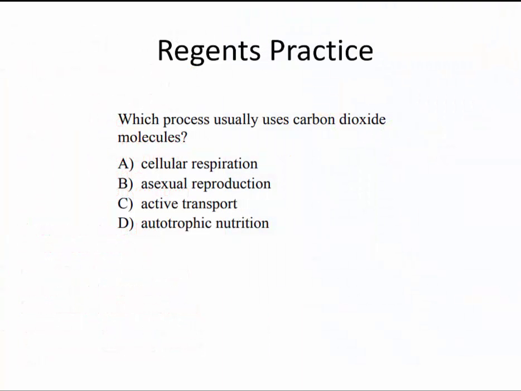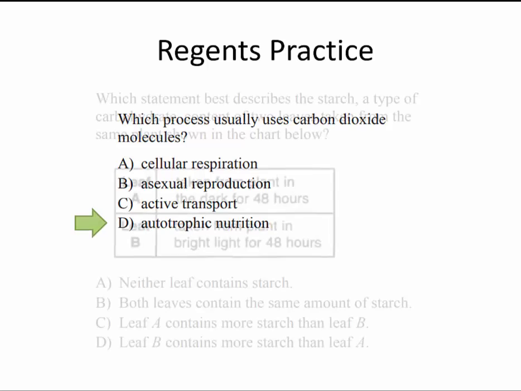So Regents practice. Take a look, read it to yourself when you're ready, or hit pause, and then when you're ready, hit play. Which process usually uses carbon dioxide molecules? Cellular respiration, asexual reproduction, active transport, or autotrophic nutrition? The answer is D. Remember, carbon dioxide is being used up by photosynthesis. That is another way of saying autotrophic nutrition.